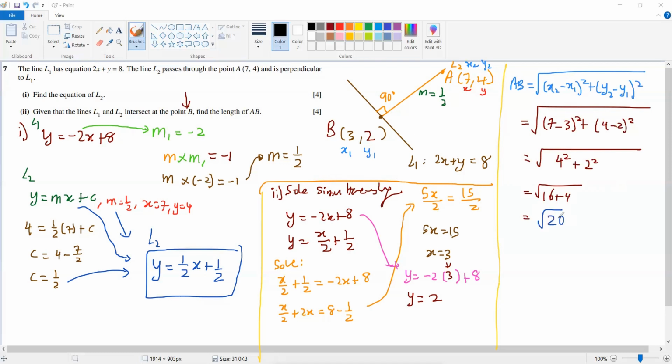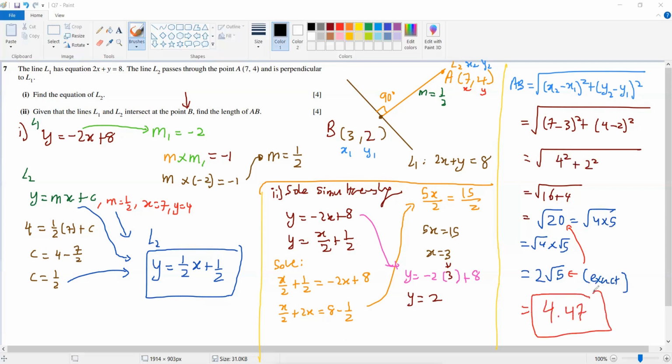Now, if they ask for exact, there's some comments here. If they asked for exact, you need to simplify a bit like this, so we'll have 2 root 5. This is if it is exact. Normally, simplify to either root 20 or this. If they didn't mention, usually they expect you to put in some decimal places. Let's say I put in 3 significant figures. It'll be something like 4.47, correct to 3 significant figures. Thank you.